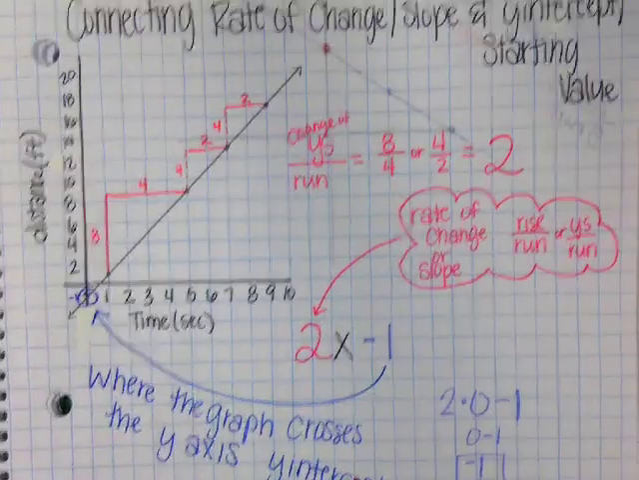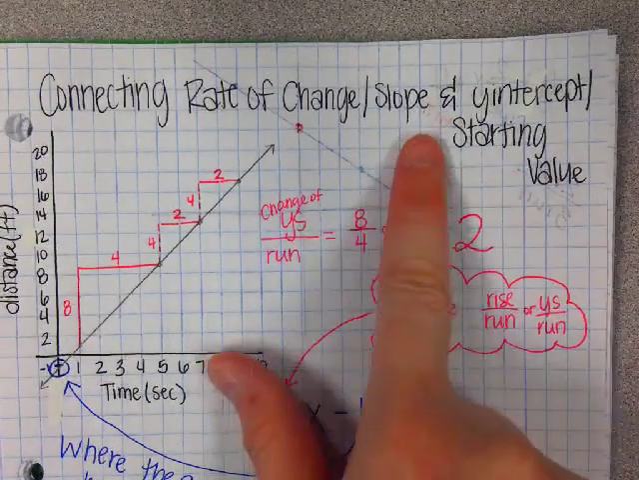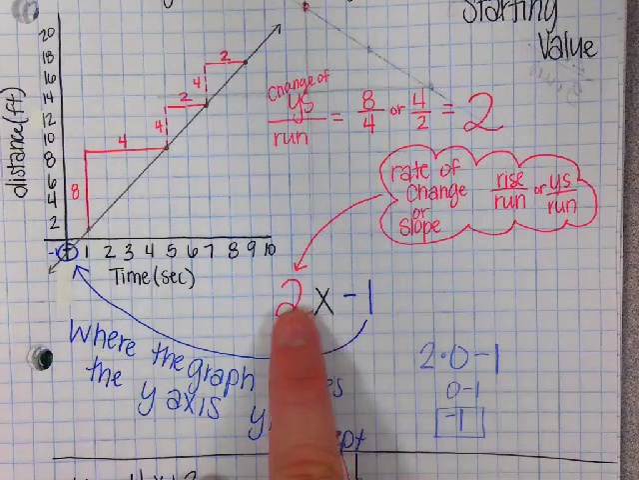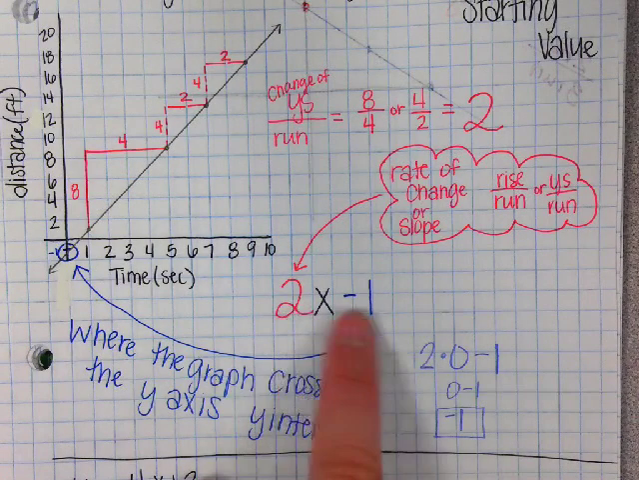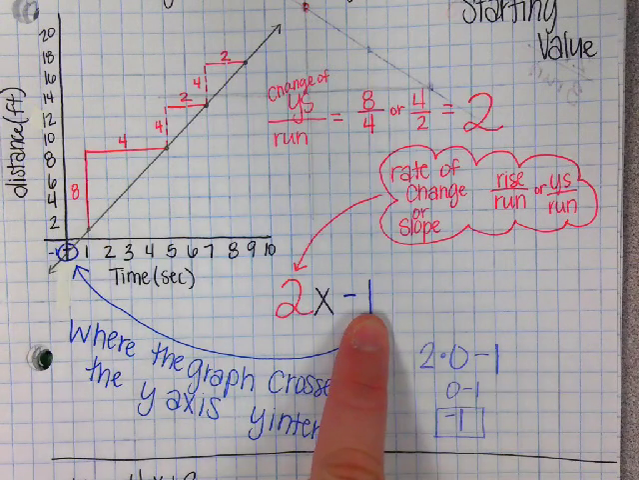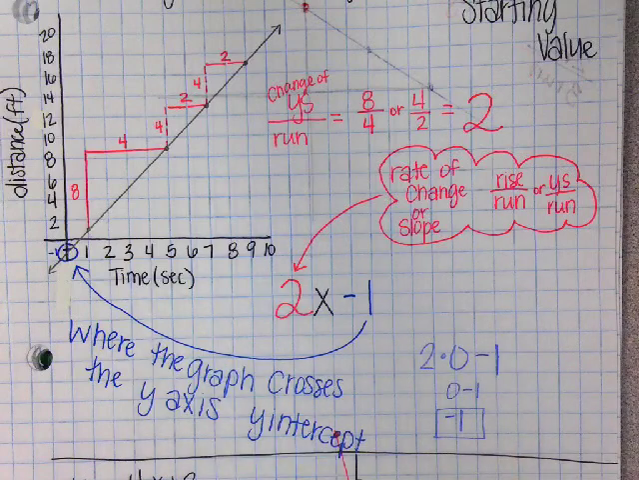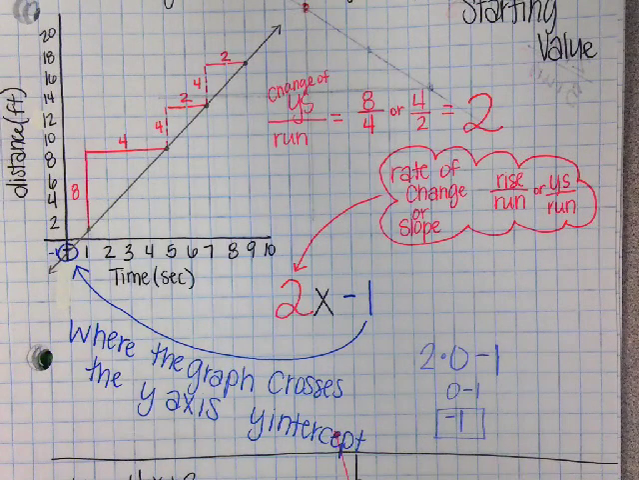Okay, so that is connecting the rate of change to the y-intercept. Remember, in the equation, the number multiplying times x is always your rate of change or slope. And then the number adding or subtracting at the end is where it crosses the y-axis, or the starting value.